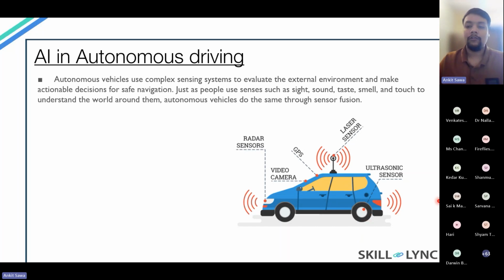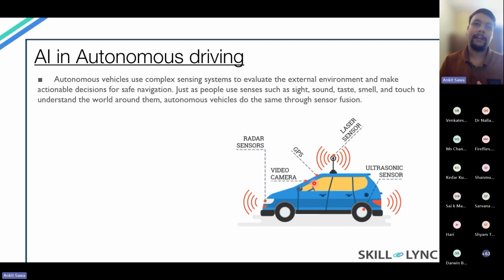So you must be seeing this diagram here on the screen. It's a depiction of a vehicle with different sensors mounted on it. The laser sensors, the GPS, the video cameras, the radar, ultrasonic sensors. These are different sensors which are mounted on autonomous vehicles to basically collect different types of data from the environment surrounding the vehicle.